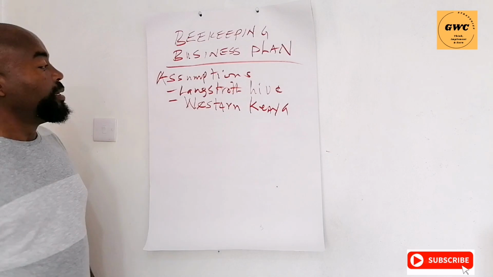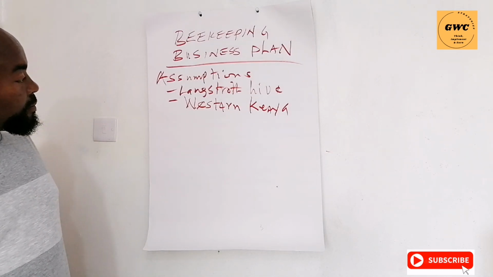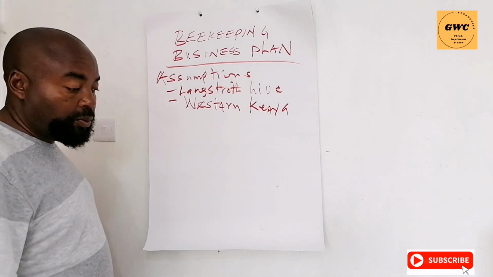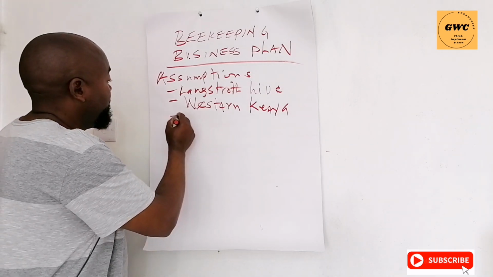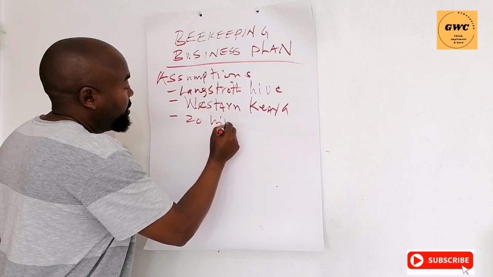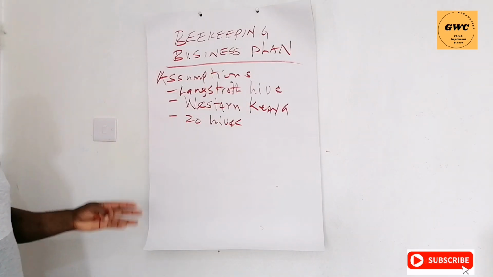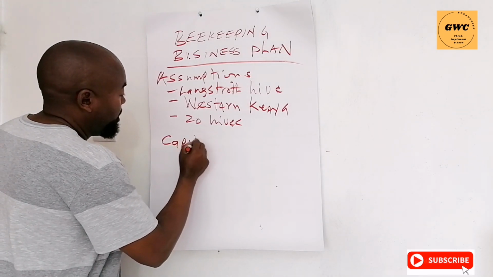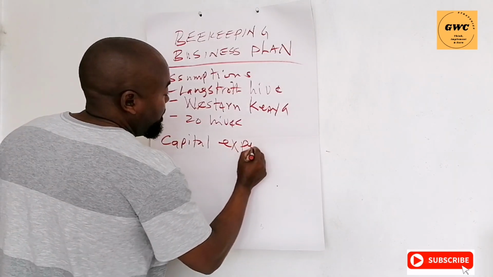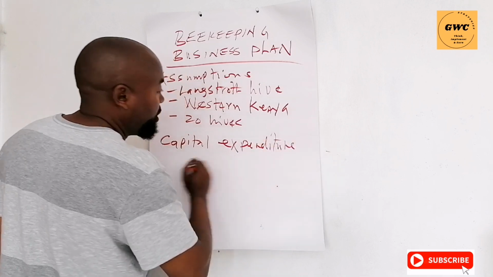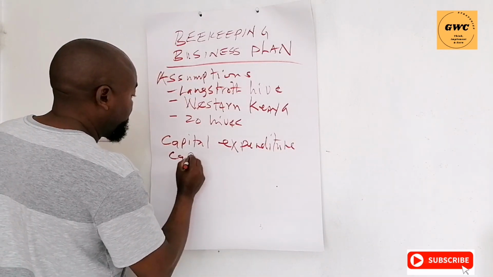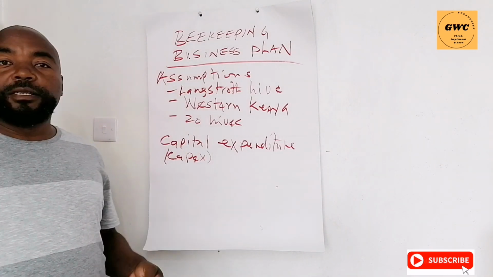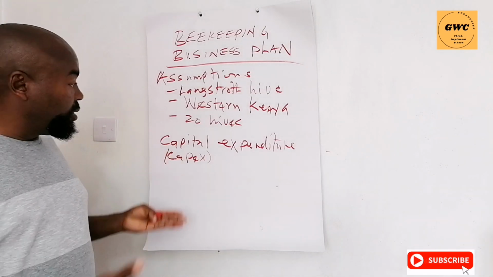Then, another assumption is that we will be starting with 20 hives to start. So let's do the capital. That is capital expenditure. This is what we call capex. Let's see as we start this business, how much money do we require if we want to do 20 hives.